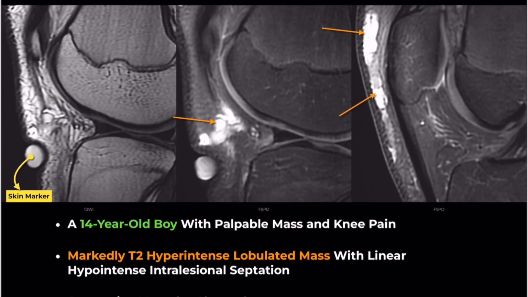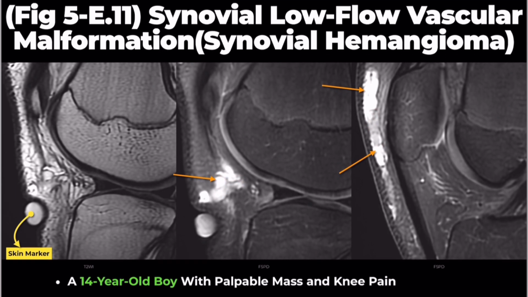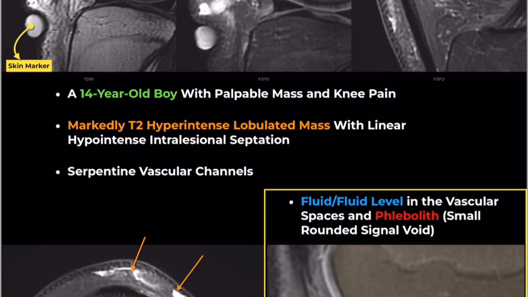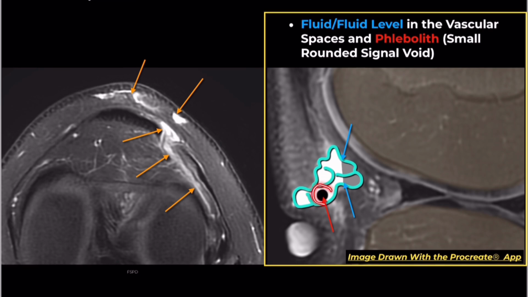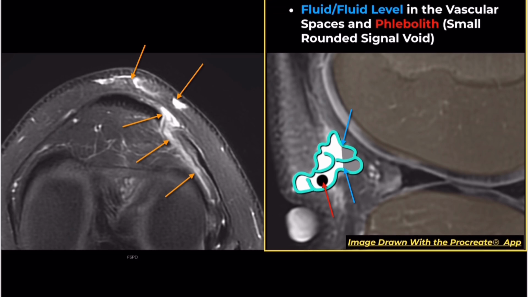Upon surgical exploration, the mass was identified as a synovial low-flow vascular malformation, previously known as synovial hemangioma. If there had been the presence of phleboliths within the vascular spaces, the diagnosis would have been more straightforward. Additionally, contrast-enhanced images often show avid, homogeneous enhancement, which helps differentiate these malformations from cystic synovial hyperplasia.